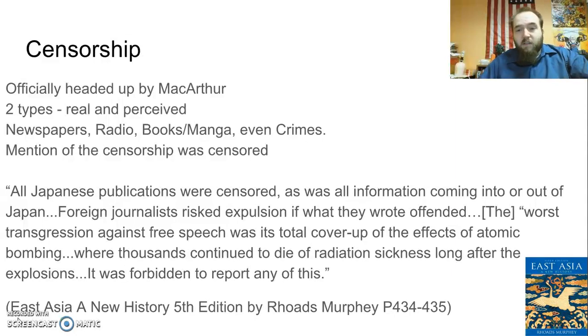So censorship goes far beyond what the author of Barefoot Gen talks about in his interview that you should have access to online. It goes into just about every aspect of Japanese society.